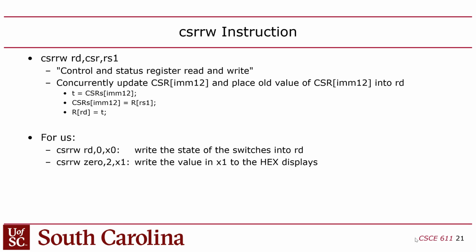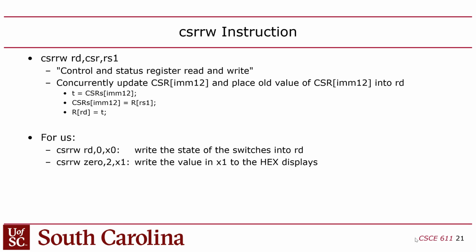7-segment displays. So the way this works is it's an I-type instruction, and the CSR register is in the 12-bit immediate. So you actually have 4,096 potential I/O registers. I don't know how many of them are used. In this class, we're just going to use 2 of them. One for switches, one for the hex displays.